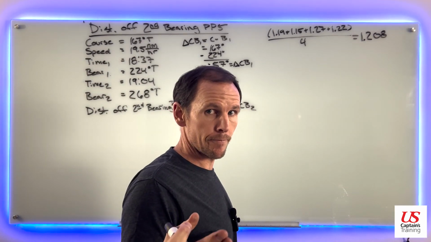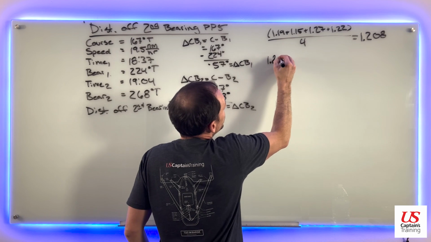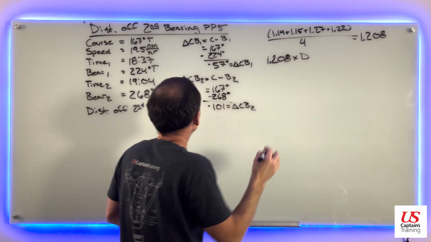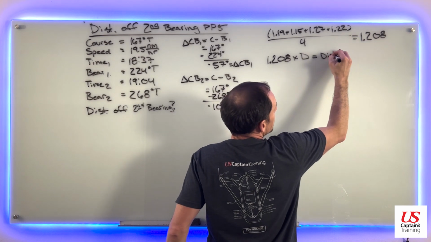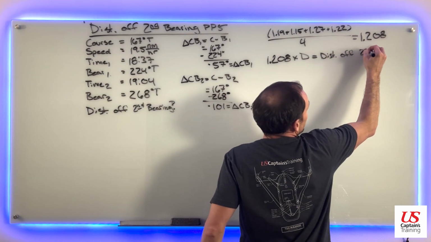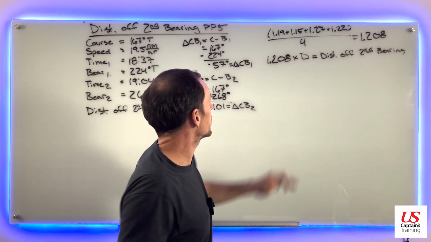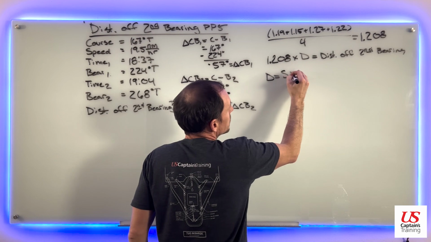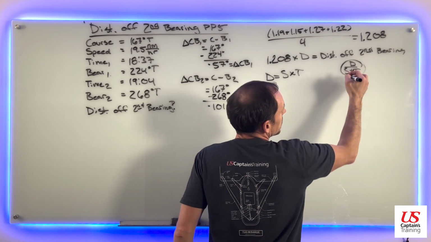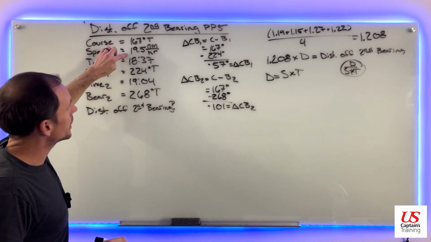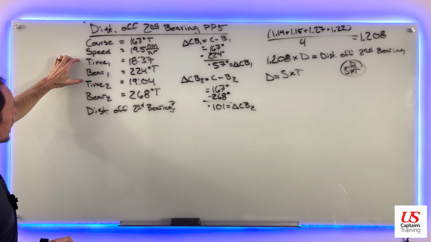To get the distance off second bearing, we multiply our table value by distance. So our table value, 1.208, times the distance we traveled between taking bearings, equals our distance off at the second bearing. We need to find distance. How do we find distance? Distance is equal to speed times time. We can use our little cheat sheet here, our D street diagram. Distance is speed times time. We have a speed, 19.5 knots. What about time? We can calculate change in time because we're given 2: time 2 minus time 1.